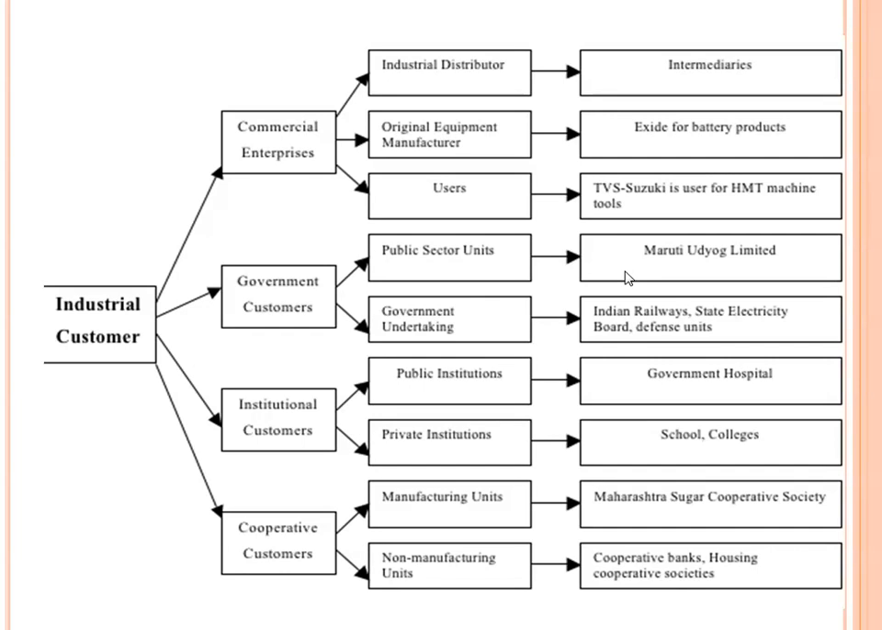So, commercial enterprises can be industrial distributors, maybe intermediaries. Then OEM, that is original equipment manufacturer, like Exide for battery products; they are OEMs. Then various users, like TVS Suzuki; in the last column we are taking some examples. So for commercial enterprises, TVS Suzuki is a user of HMT machine tools. Then for government consumers, the public sector units are there, like Maruti Udyog Limited, or some government undertakings such as the State Electricity Board, the defense units, and industrial railways and all.